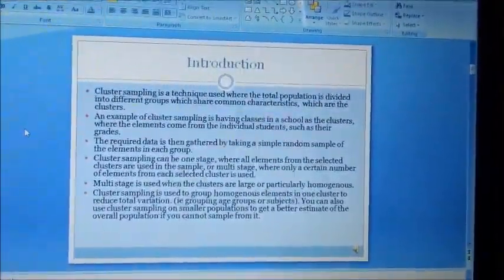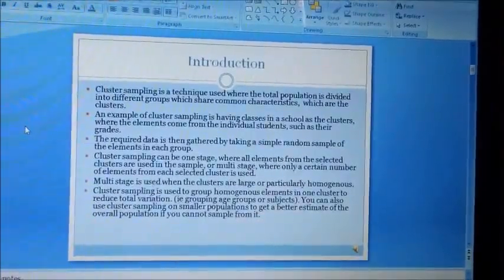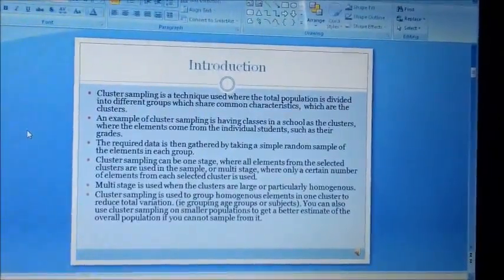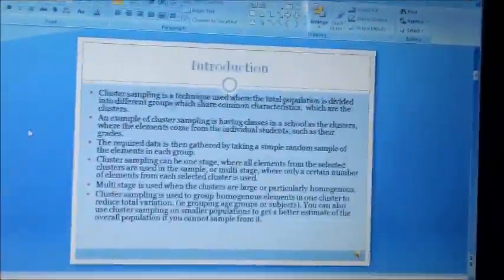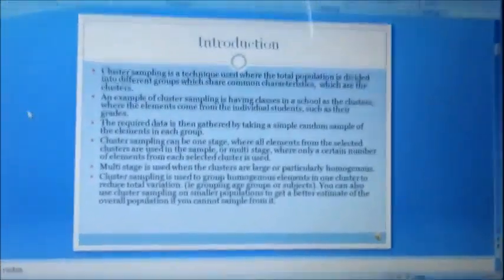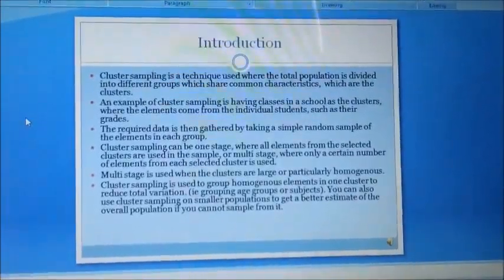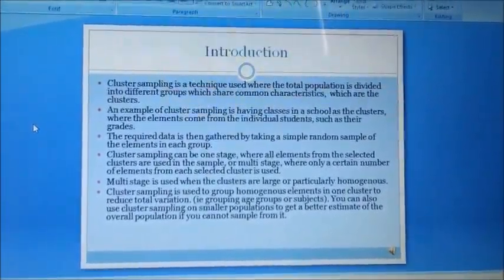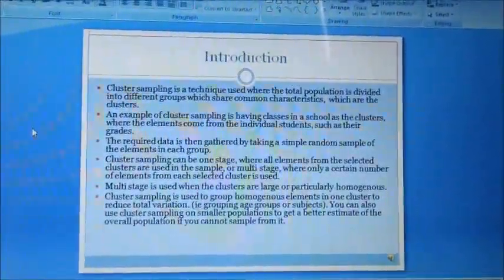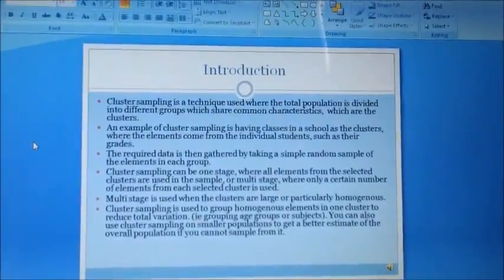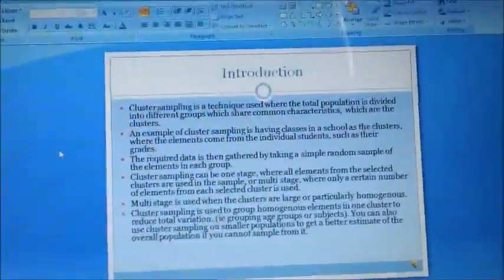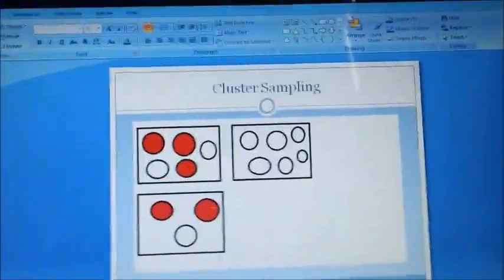Cluster sampling can be one stage, which is where all the elements from the selected clusters are used in the sample, or it can be two stages or more, multi-stage, where only a certain number of elements from each selected cluster is used in the sample. Multi-stage is used when the clusters are large or particularly homogeneous. Cluster sampling is used to group homogeneous elements in one cluster to reduce the total variation in the population, so grouping by age or class subjects. You can also use cluster sampling on smaller populations to get a better estimate of the overall population if you can't take a sample from that, such as if it costs too much money to do.